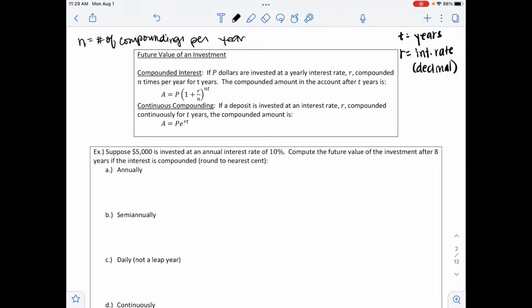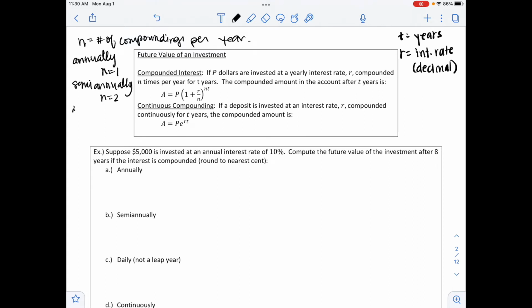And so we'll talk about some of the more widely used wording that we might see in problems. But if you see something different, definitely add it to this list. So we might see the word annually. And for annually, that would be just 1 compounding per year. So that means N would be equal to 1. Another widely used one is going to be semi-annually. And this would be N is equal to 2.